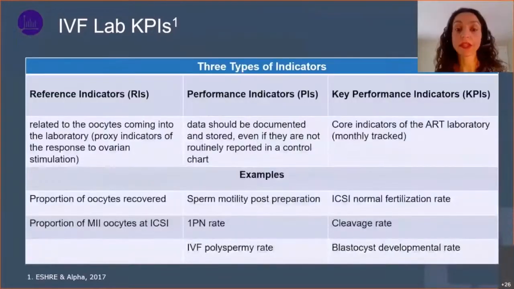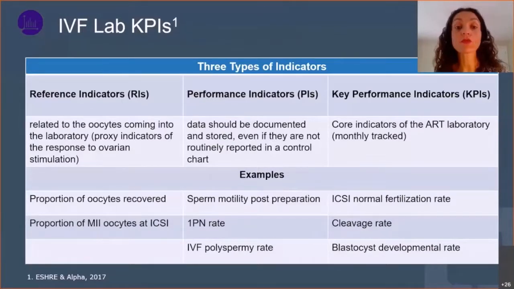So as per the Vienna consensus, here are some examples of IVF lab KPIs and actually the 3 types of indicators that I mentioned to you. So first, the reference indicators. These are usually not under lab control, right? It relates to the characteristics of the incoming raw material that you are receiving at your lab. And you can see the examples here, proportion of oocytes recovered, for instance.